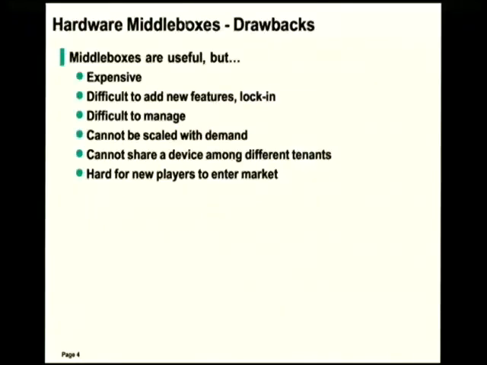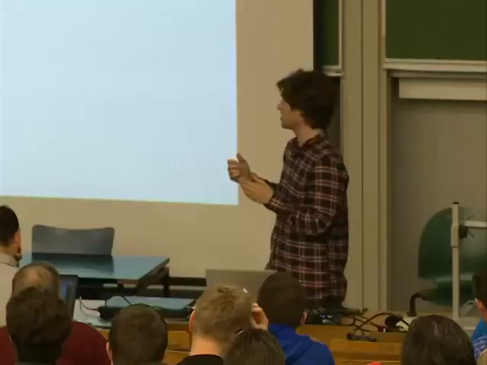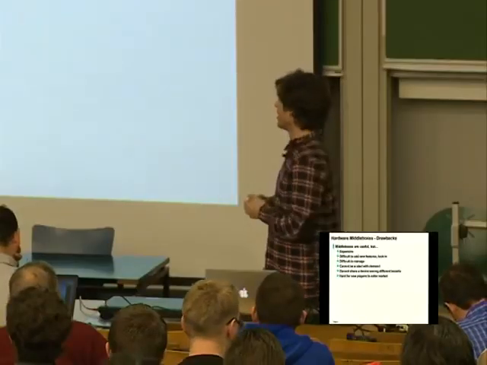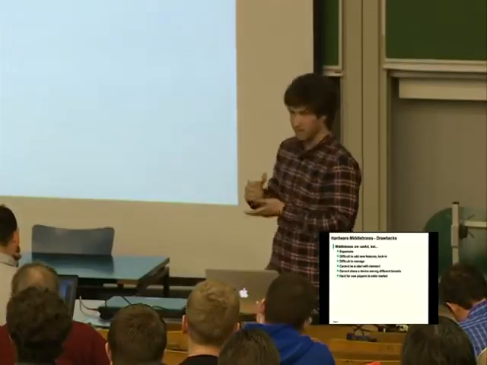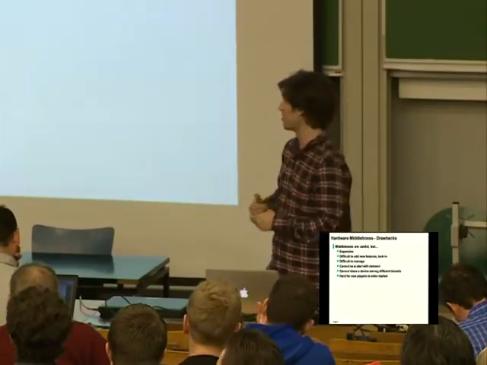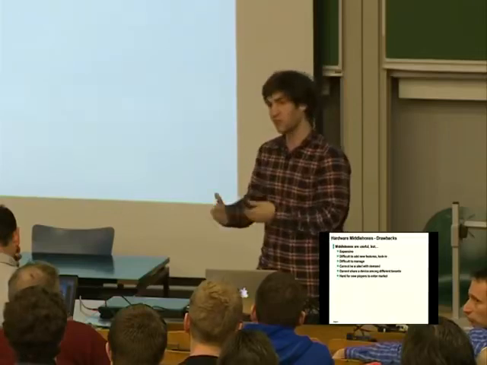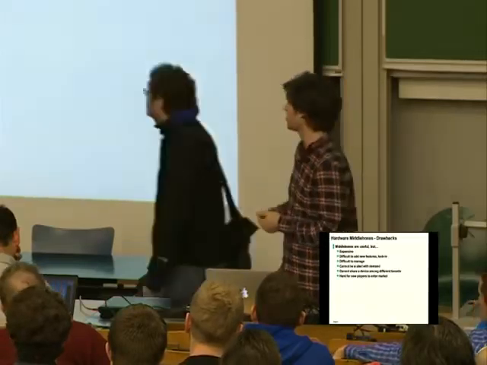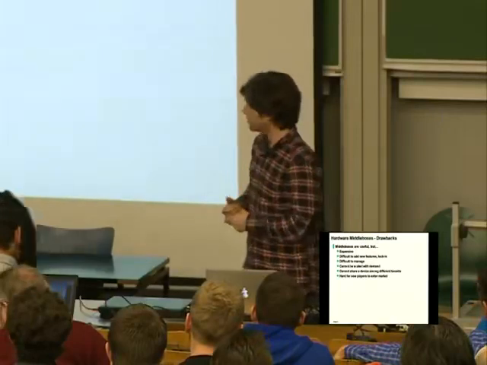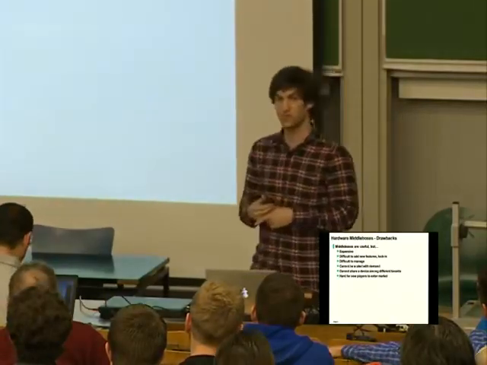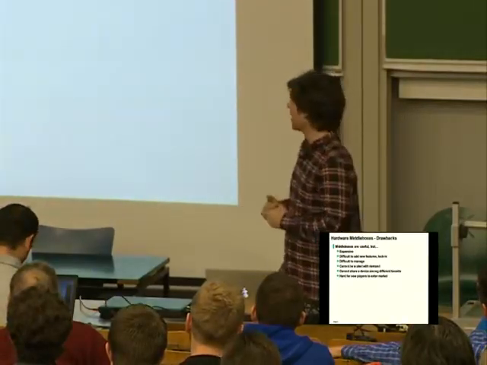these middle boxes are really useful, but there are a lot of disadvantages at the same time. First of all, they are really, really expensive. One of the boxes I showed you, like the media gateway, costs around 200K. It's really difficult to add new features. Often you get locked in to vendors to upgrade your firmware, add new features, and so on and so forth. They are difficult to manage. It often requires specialized personnel to manage the box.